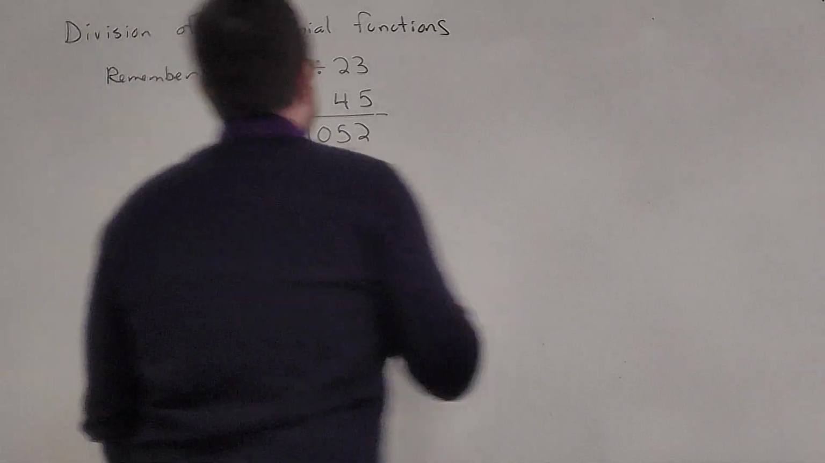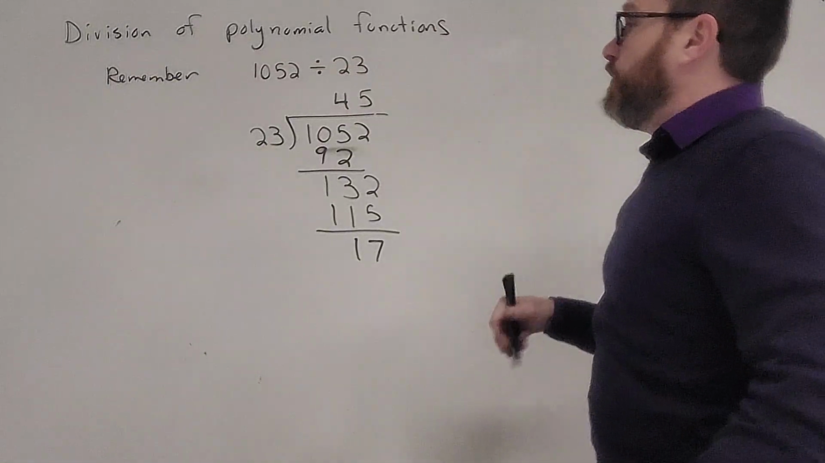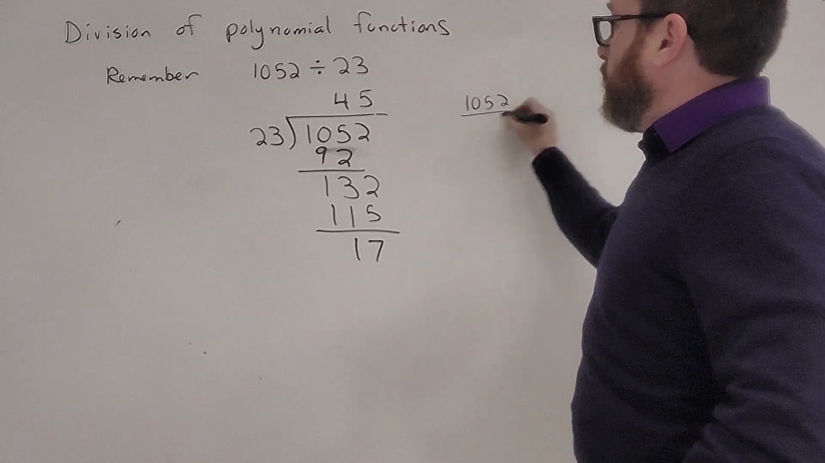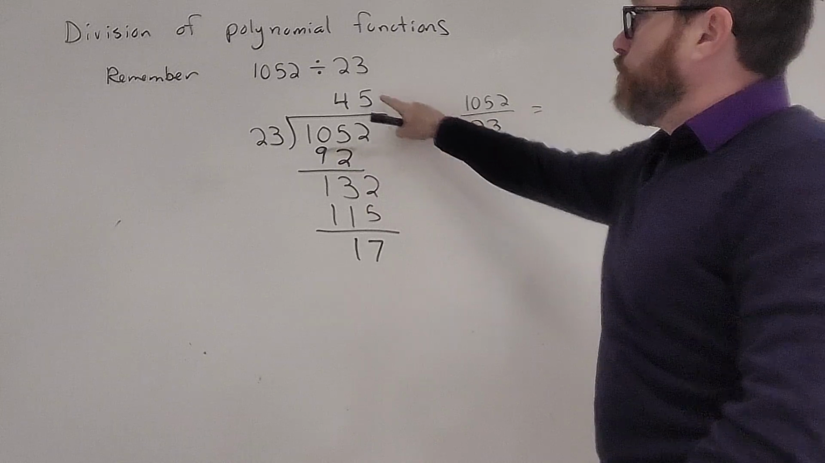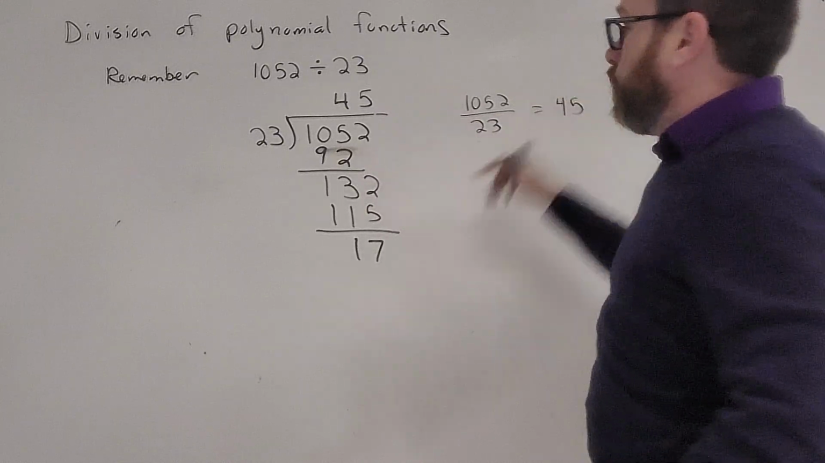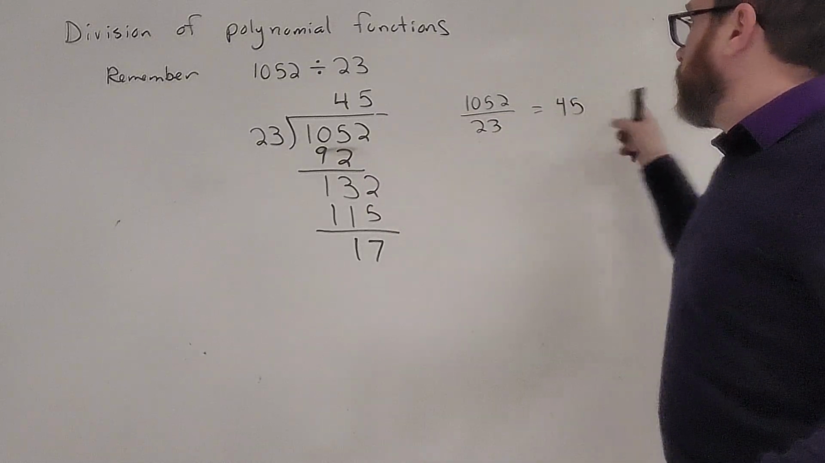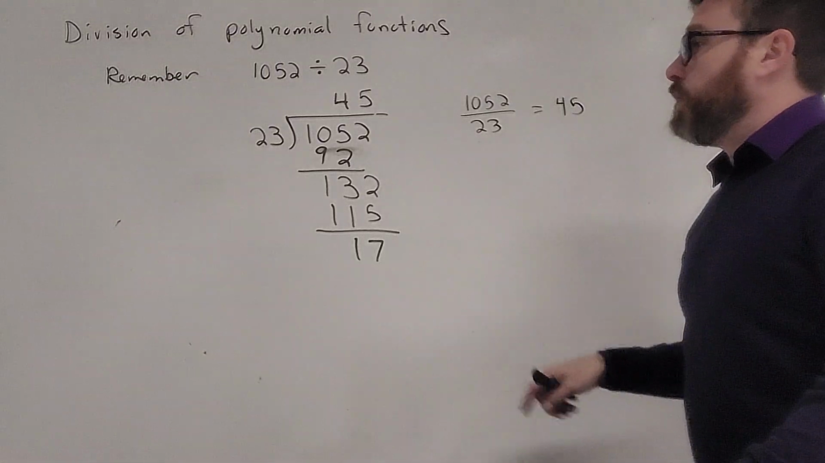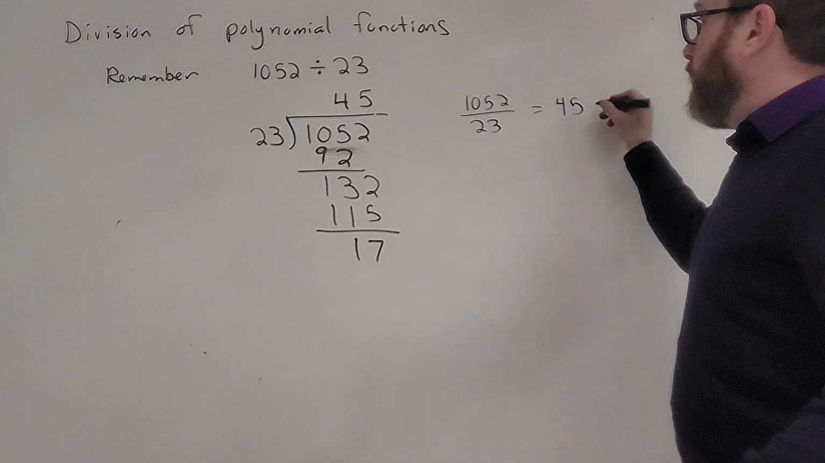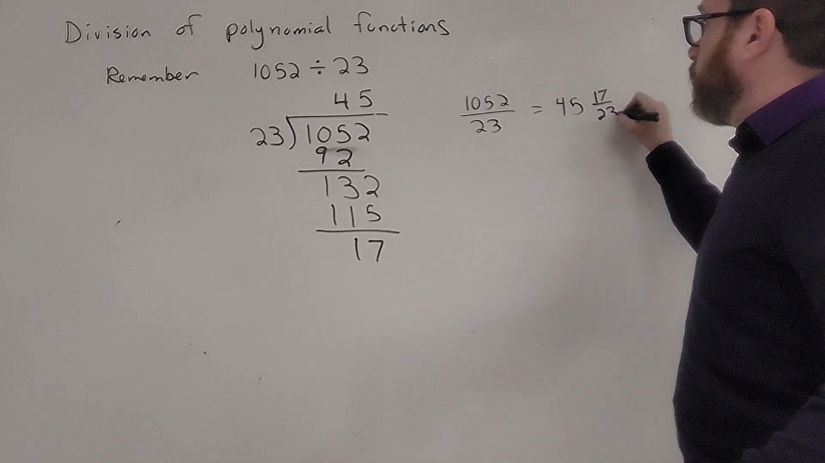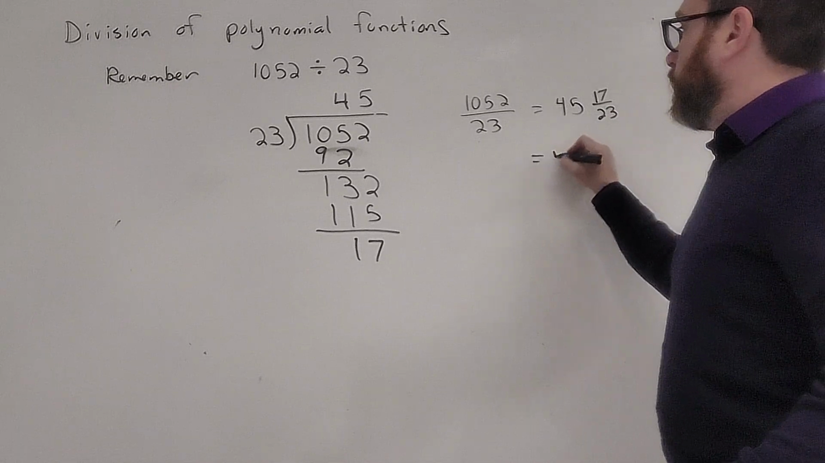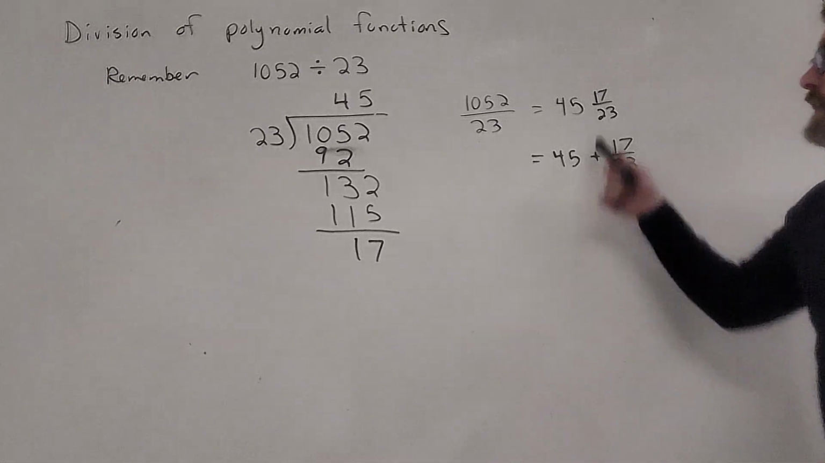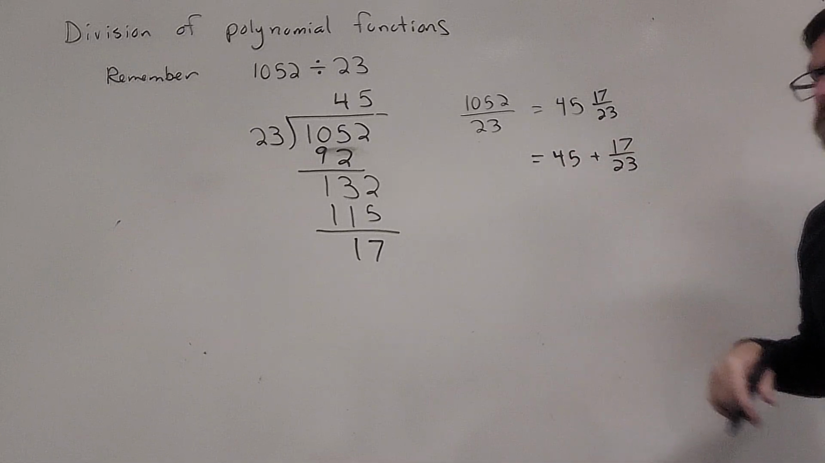So what we can say is that 1052 divided by 23 is going to be equal to 45, with the remainder of 17. Now that 17 is what we teach grade school students, but what we know is that this is going to be 45 with 17 out of 23 left over. Or more accurately, 45 plus 17 over 23. That's that multiplication. It's this plus this number, really.